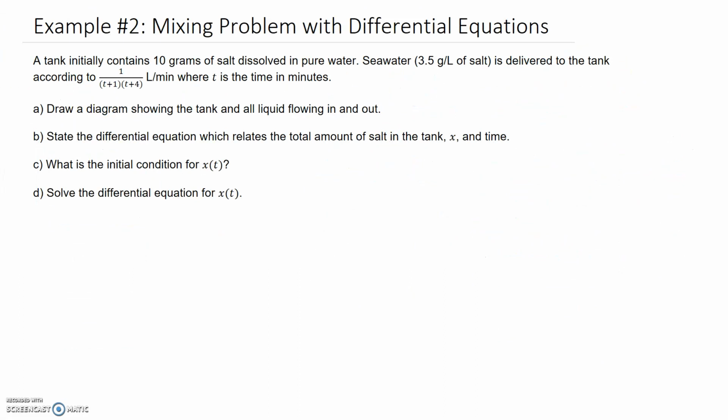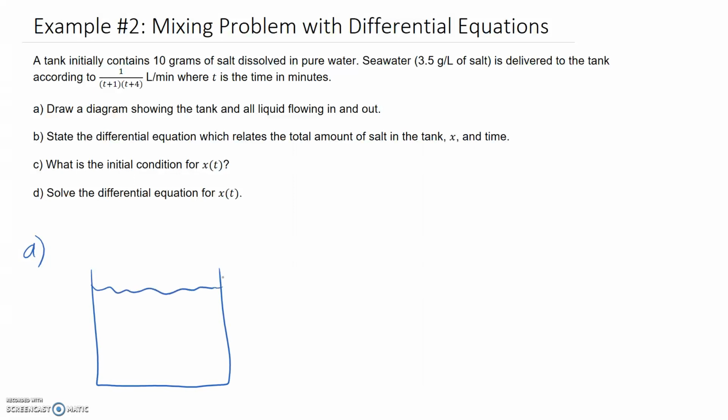In this example, we have a tank which initially contains 10 grams of salt dissolved in pure water. Salt water, which has a concentration of 3.5 grams per litre of salt, is delivered to the tank according to this equation, which you can see depends on t, and t is the time in minutes. So we're going to start off by drawing a diagram which shows the tank and all the liquid flowing in and out. So this here is going to be my tank.